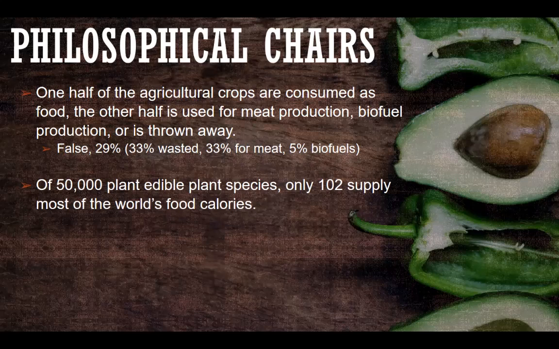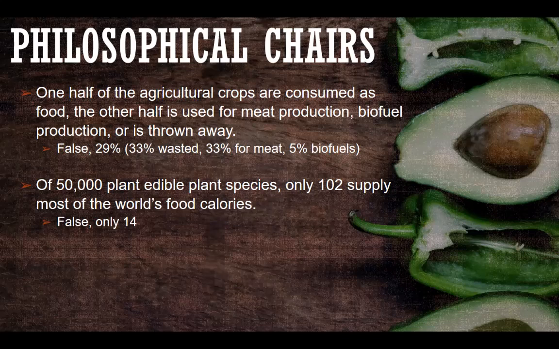So, take a minute, think about that. If you need more time, go ahead and pause the video here, and we'll move on. All right, so the answer here is false. It turns out that of the about 50,000 edible plant species, we only consume mostly about 14 of them. That's it. We are not very diverse in what we consume.